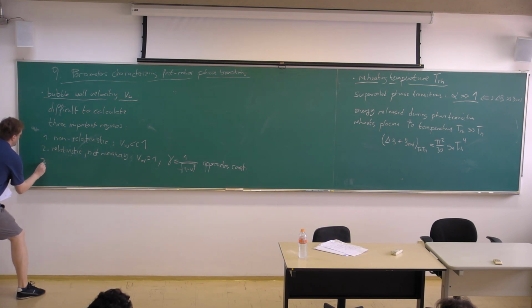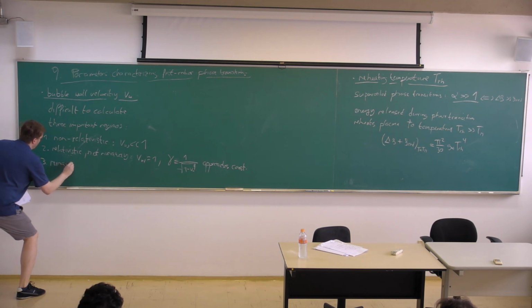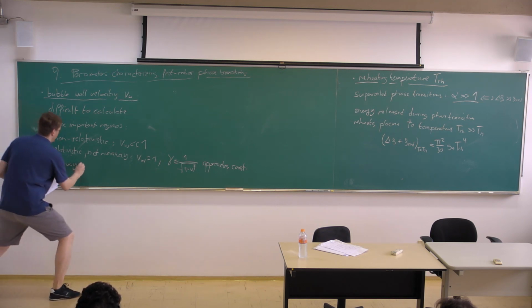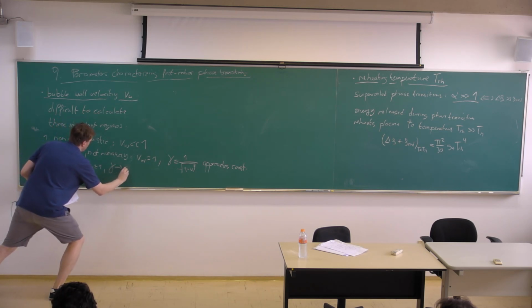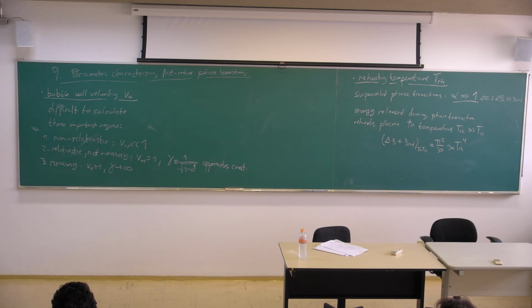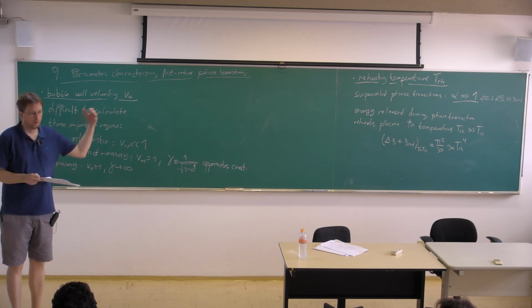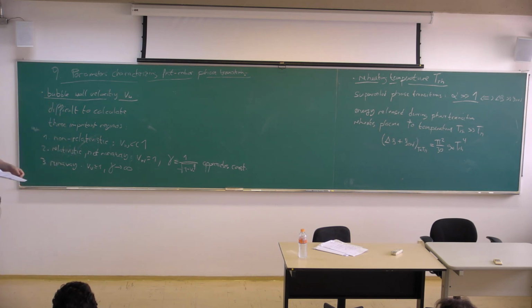And the third possibility is that it's a runaway bubble. So the velocity is 1, and the gamma factor keeps growing. Of course, it doesn't go to infinity, but during the whole phase transition, the gamma factor keeps increasing. As I will tell you later, these three regimes are important for the gravitational waves that you produce. They allow you to distinguish different production mechanisms that are dominant.